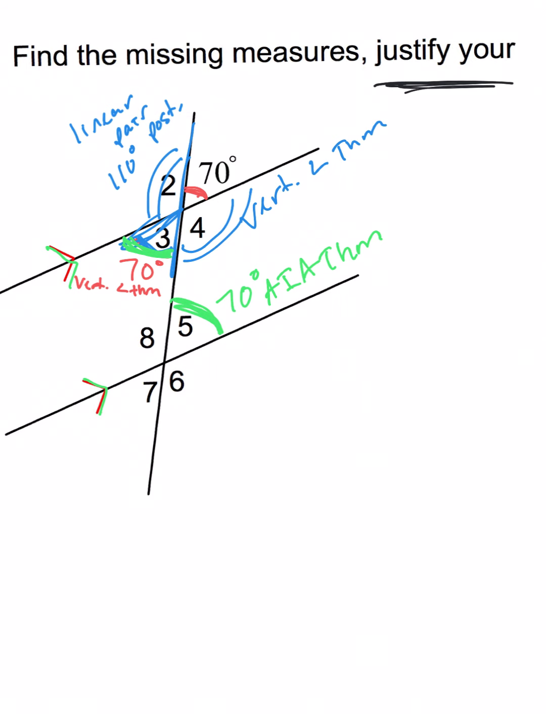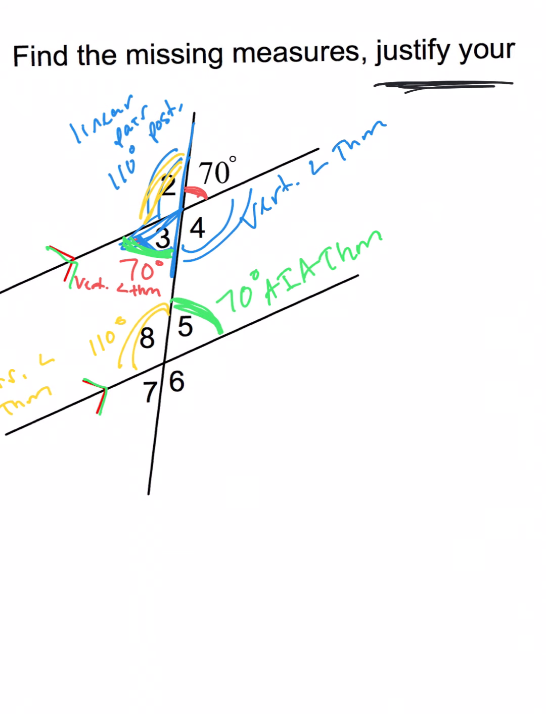Okay, so now I'm going to switch it up here. I'm going to use the fact that 2 and 8 are corresponding angles, and corresponding angles are always congruent. So I could say that 8 is 110 using the corresponding angle theorem.